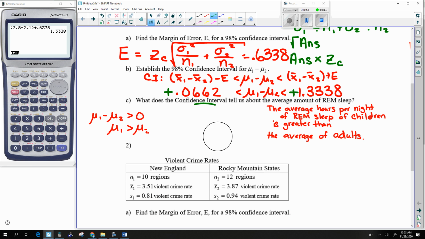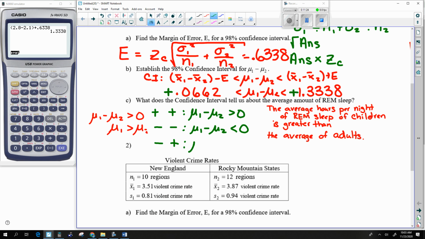So let me boil this down to what I'm seeing and how to make a decision. If the low side is positive and the high side is positive, then you say mu1 minus mu2 is greater than 0, because it's positive. If the low side is negative and the high side is negative, that means mu1 minus mu2 is less than 0. If the low side is negative and the high side is positive, then that means mu1 minus mu2, and what I do is I write just a question mark of 0.